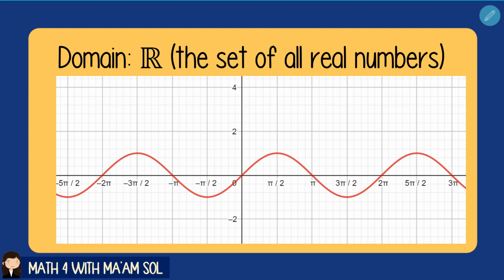Let's look at its domain. We notice that even when we extend indefinitely to both the left and the right part of the graph, there will be no value of x that will make it undefined. Thus, the domain of y equals sine x is the set of all real numbers.